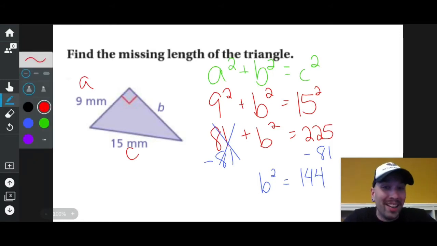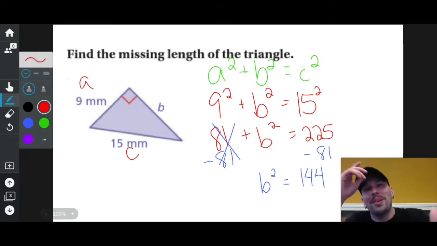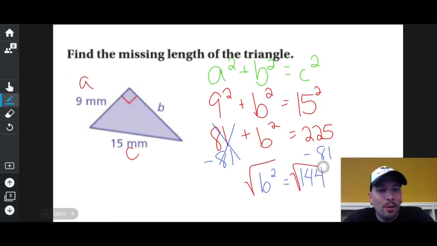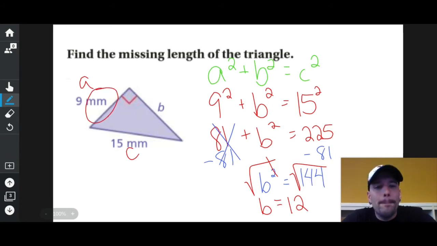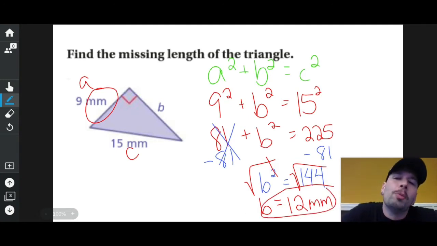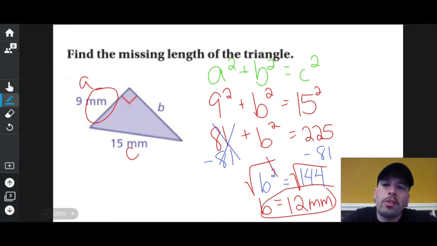Is B all by itself? No. What's in the way? Squared. How do I get rid of this squared? Square root it. Let's go. B equals 12. 12 what? 12 centimeters or millimeters. Which makes sense. I mean, according to the picture, it looks like it's going to be bigger than 9, smaller than 15. So 12.